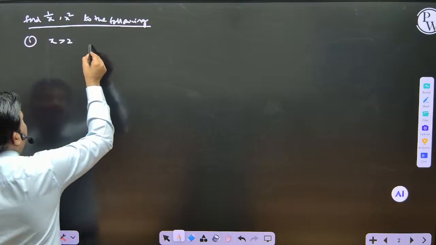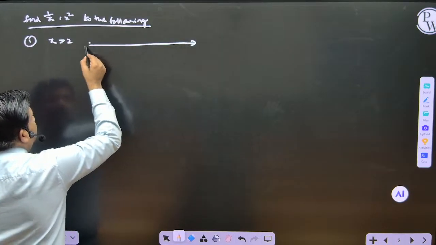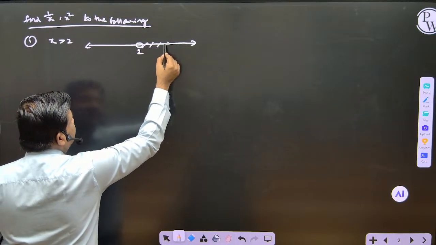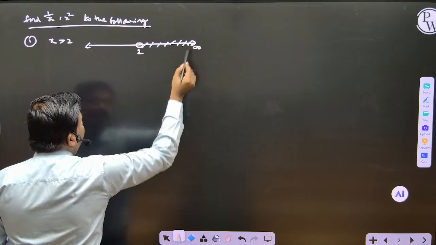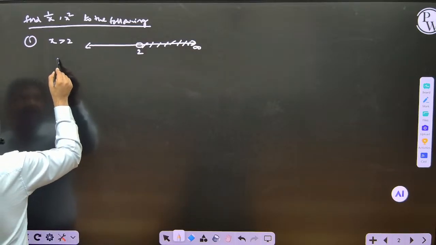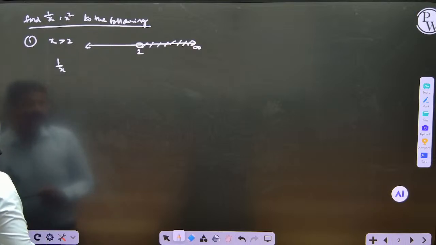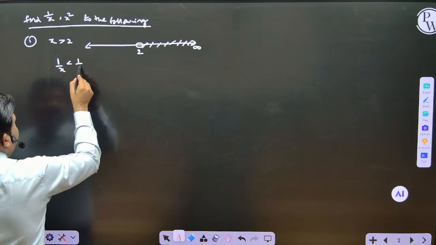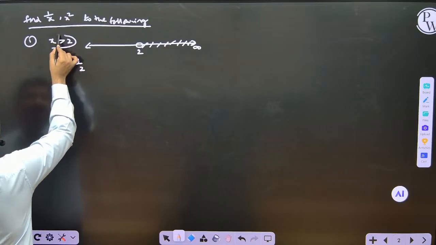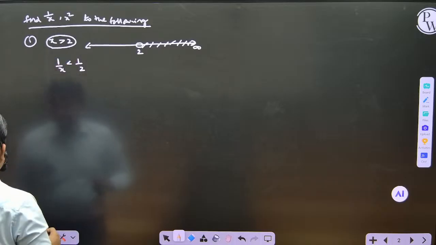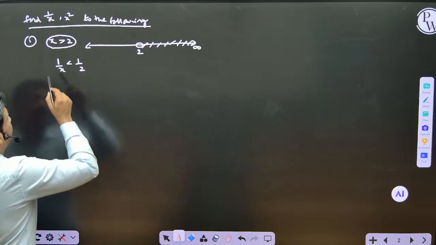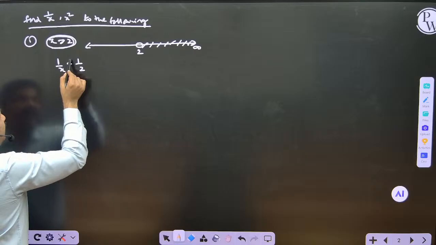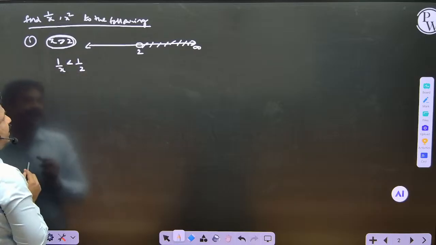First you plot on the line x greater than 2. x is greater than 2, 2 is not included. x greater than 2 means only this part beyond 2. So I am taking 1 by x. 1 by x is less than 1 by 2. Why? I have already told you that by taking a reciprocal, the inequality will change. 1 by x is less than 1 by 2.